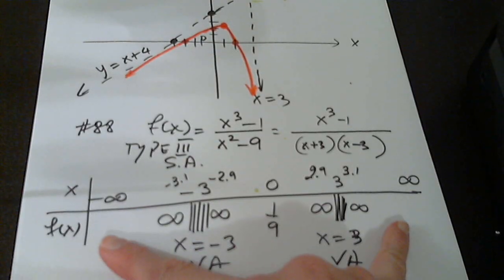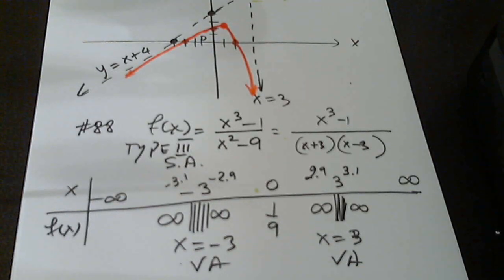And then we're going to deal with the slant asymptote, and it's done. We do have an x-intercept, though, to calculate.